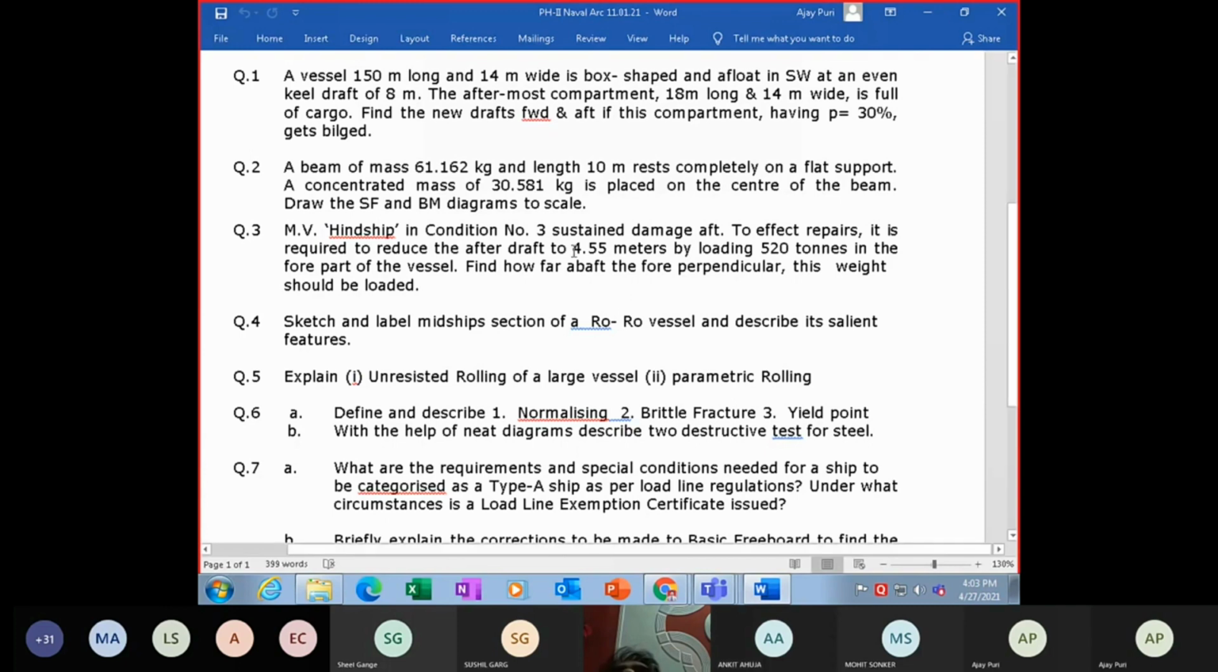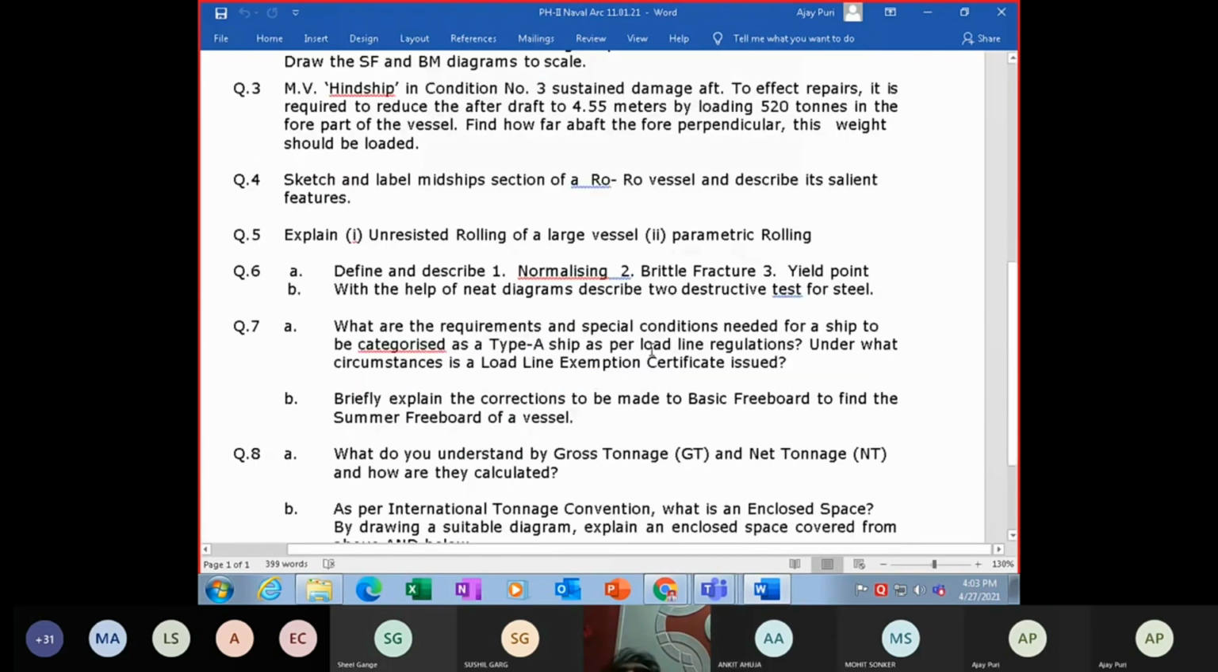Then your question 5, unresisted rolling and parametric rolling, will not be in my purview. We come to 6, normalizing. That is your heat treatment when you're resetting the metal back to its own structure. Brittle fracture, you have to explain what is brittle fracture.